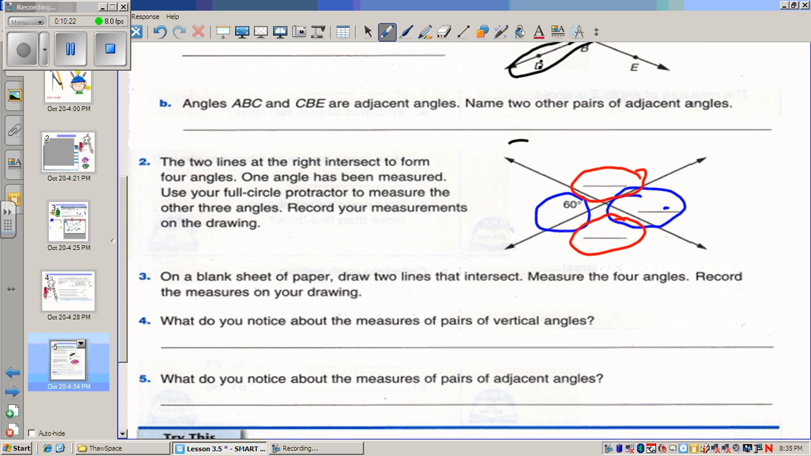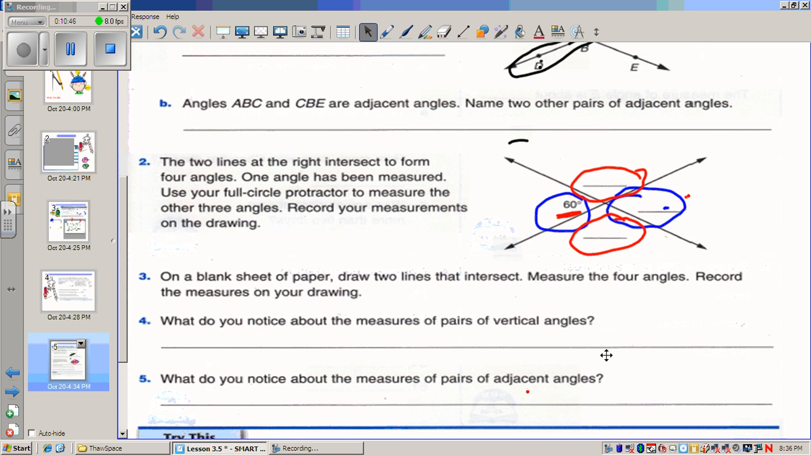So please think about what I know about vertical angles. They've given me a measurement. Do I know what this measurement is? Do I need to measure? So please write down what you think and what you notice about the measures of pairs of vertical angles. And what do you notice about the measures of adjacent angles? Because that's an interesting thing to think about. So write down what you think your answers might be.